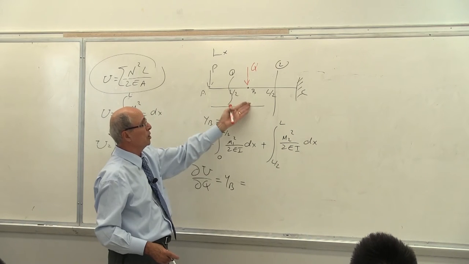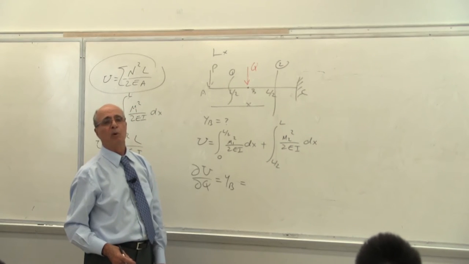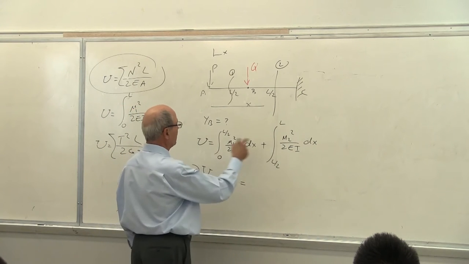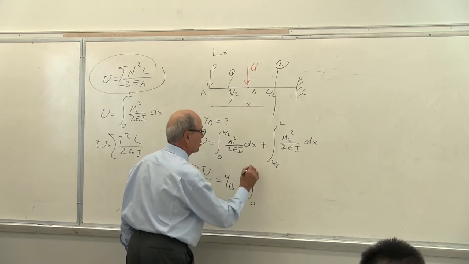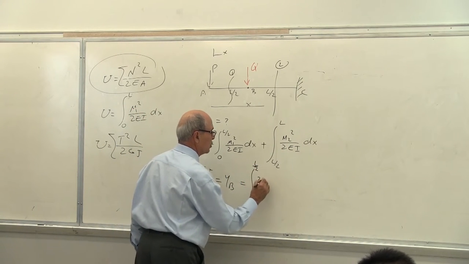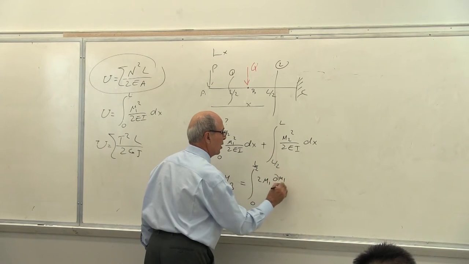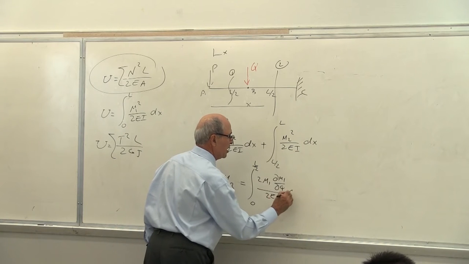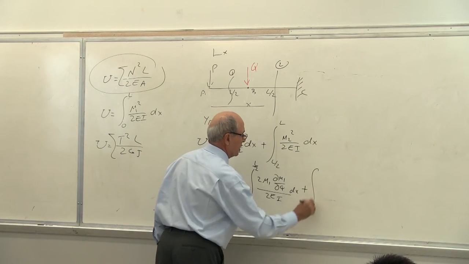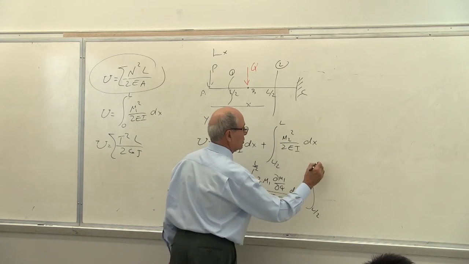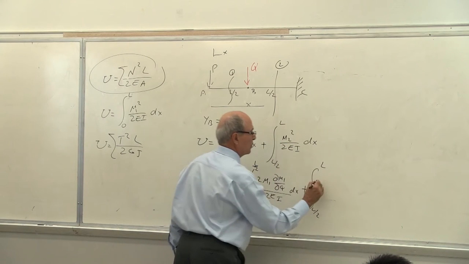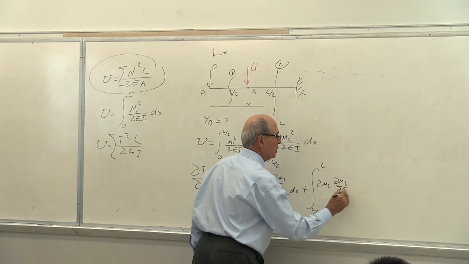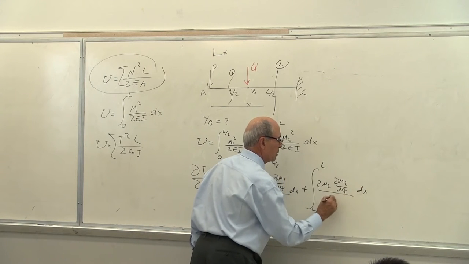Displacement of that is Q, how much port B going down. Yes or no? With no negative sign. Equal to what? Now, look at that. That becomes the integral from 0 to L over 2 of 2M1 dM1/dQ over 2EI dx, plus the integral from L over 2 to L of 2M2 dM2/dQ dx divided by 2EI.